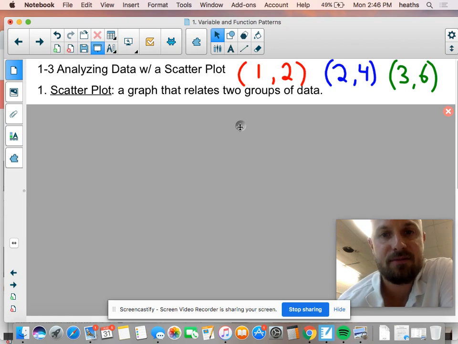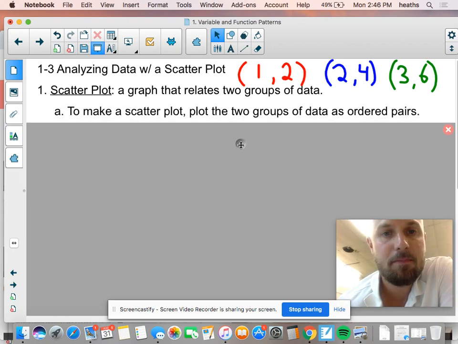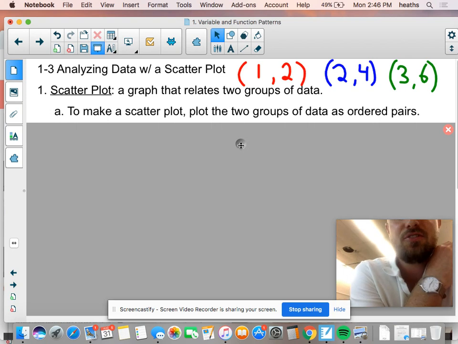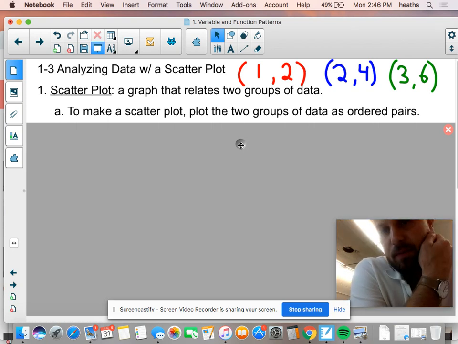on this graph. So to make a scatter plot, plot the two groups of data as ordered pairs. And I will show you that here momentarily, but to make a scatter plot, plot the two groups of data as ordered pairs.